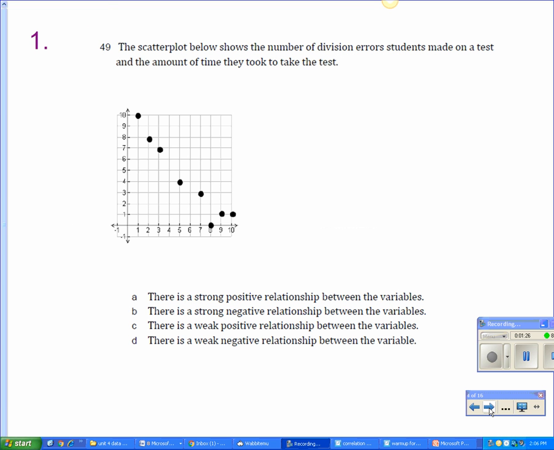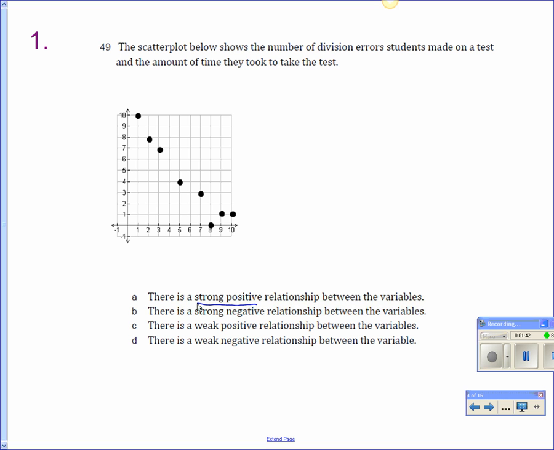So let's look at number 1. The scatter plot below shows the number of division errors students made on a test and the amount of time they took to take a test. And you've got 4 different answers. In the answer choices, how about underlining strong positive? Underline that in your answer choice. Strong positive, strong negative, weak positive, and weak negative. Because those are pretty long answer choices, we're going to underline the 4 words so that you can kind of see what it's asking for.